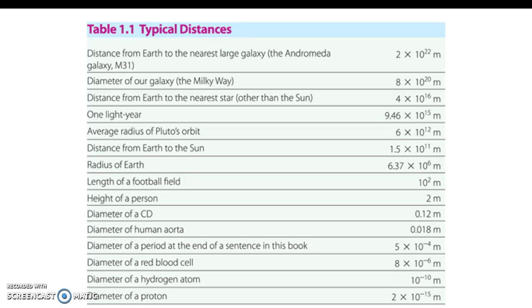So talking about some base distances, and you can read through this. This is also in your text. It goes all the way down from the size of a cell, like a red blood cell or a hydrogen atom, to the distance from Earth to Andromeda. And you can see these distances can be really big or they can be really small, looking at base 10s.